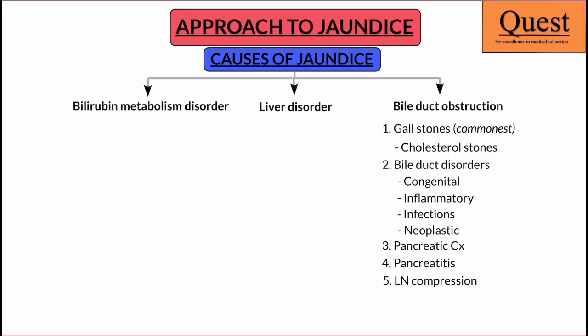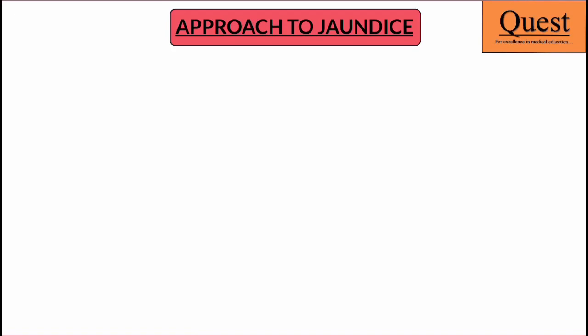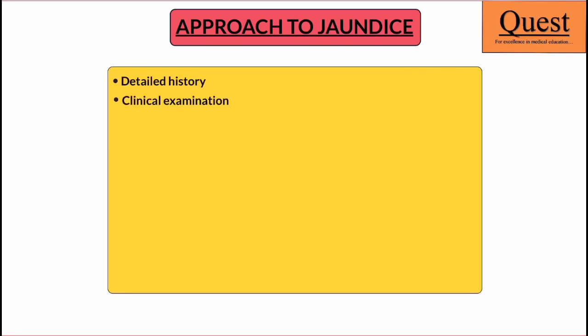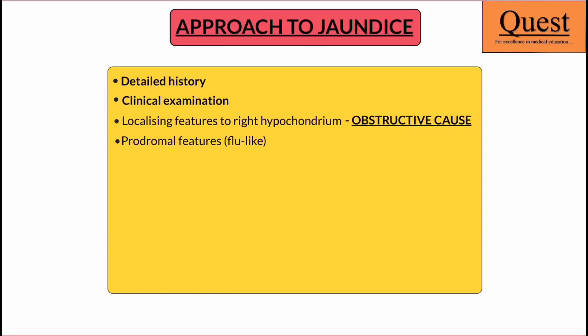So how do we really approach a patient who comes to us with jaundice? There are so many causes, but it's easy if we look at it systematically. First, of course, is to take a good history and examine the patient well. If there are any localizing features to the right hypochondrium, that's more suggestive of an obstructive cause. Similarly, if someone has prodromal features, that would be more suggestive of viral etiologies. We are obviously searching for any features of cirrhosis.